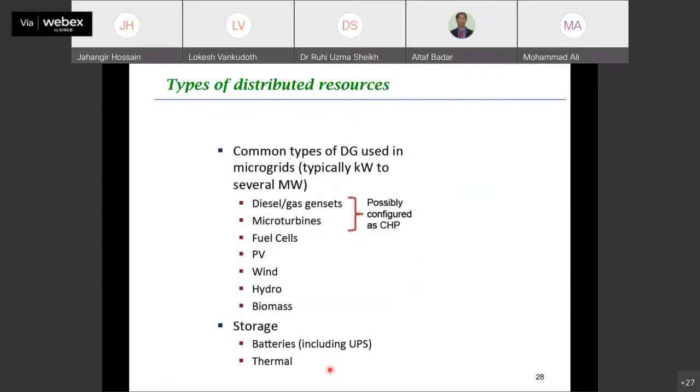So again, these are the sources I already mentioned, and you can see most of them are clean sources. But we have got a small diesel and gas as well sometimes. You could also use a micro turbine, fuel cell, PV, wind, hydro, biomass, and storage, mainly popular in current days, either battery or thermal, but hydrogen could be utilized as a storage. There are some others as well, like mechanical storage, but I think that still is not that popular for microgrid.